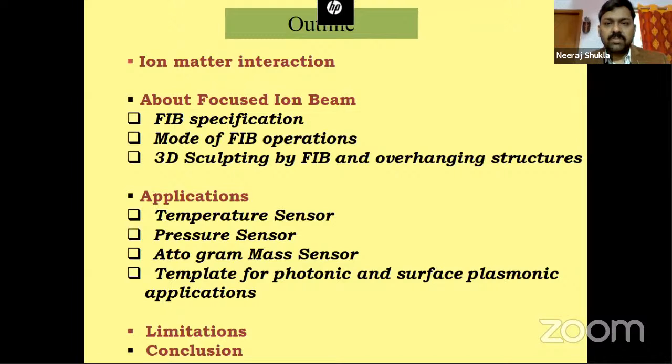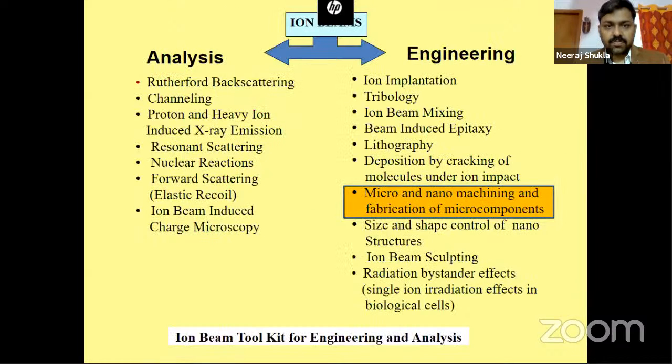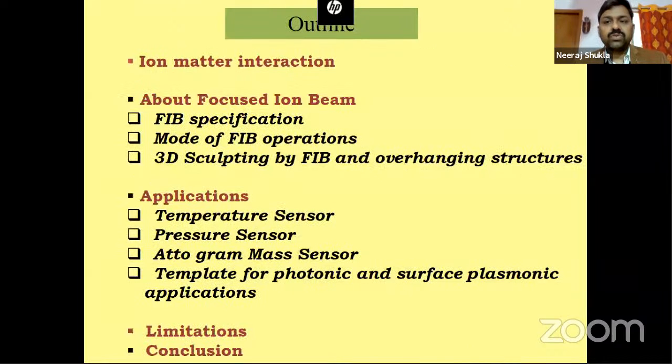One of the most important aspects of this focused ion beam is that it is used by the semiconductor industry in a big way, okay. What I'll be discussing will be mostly how it does what it does, okay. But mostly what the semiconductor industry does is use it for failure analysis, okay. And it uses one of the modes of FIB operation, that is deposition of metals in the specified regions.